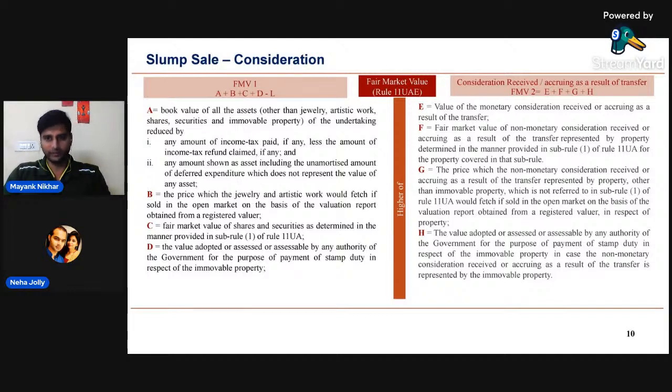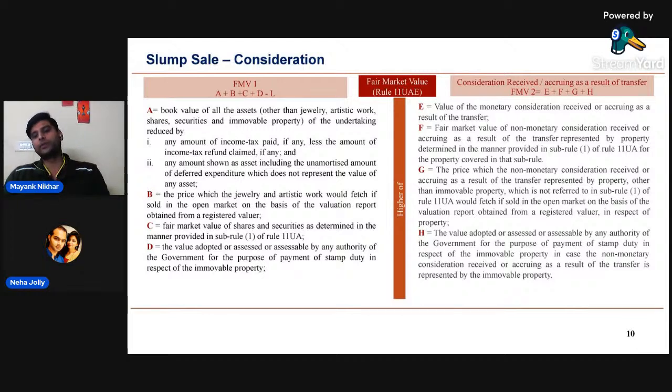Now, how do we calculate FMV2? The formula is given above, E, F, G, H. You add these four, and you'll get FMV2. So what is EFGH? E is whatever money you have received as consideration or that is accruing as a result of transfer. F is the fair market value of non-monetary consideration received or accruing as a result of transfer, represented by property, determined in the manner provided under sub-rule 1 of Rule 11UA for the property covered in that sub-rule.